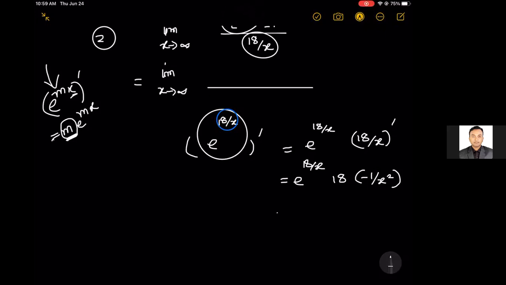Okay, so finally you can write negative 18 over x squared times e to the 18 over x. Do you agree with this? That's the first question. Is there any question on how did I get this? The derivative of e to the 18 over x is negative 18 over x squared e to the 18 over x. Hopefully I've done it right.